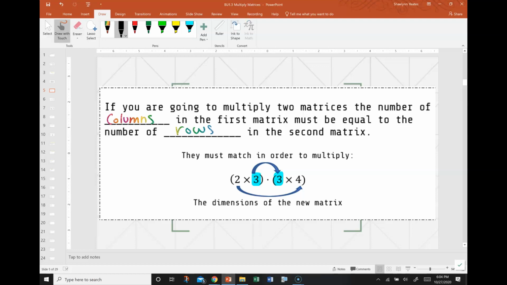What's interesting is when they do, then the dimensions in the new matrix would be the rows of the first matrix by the columns of the second. In other words, in this particular case, it would be a 2 by 4 matrix. You take the outside ones, and that is what it becomes.